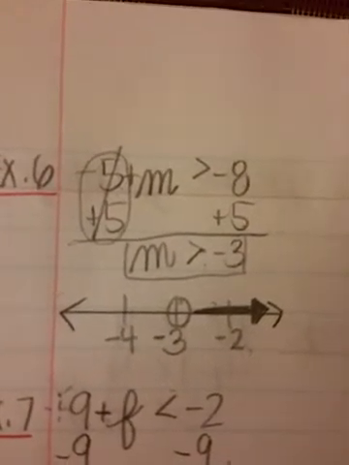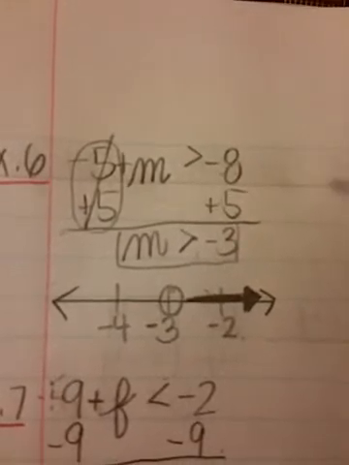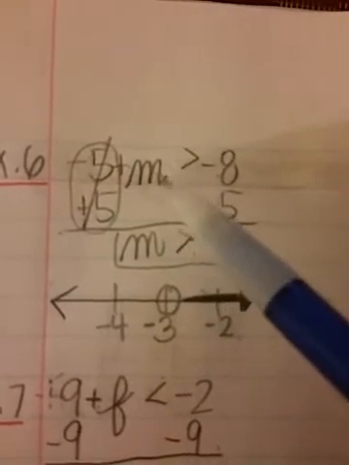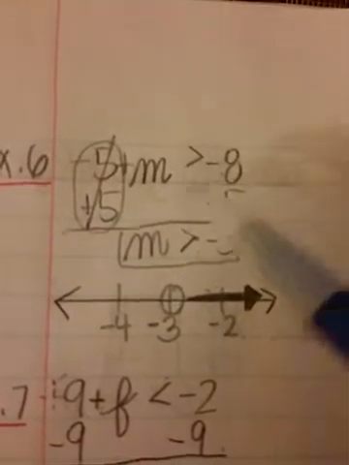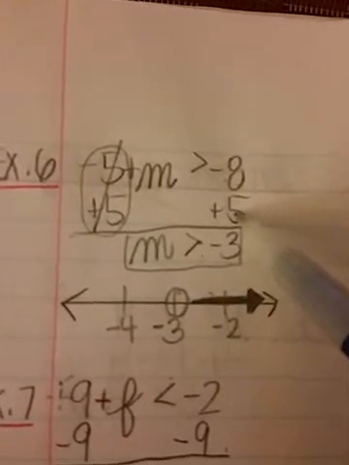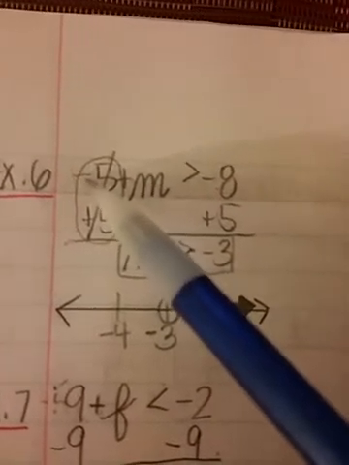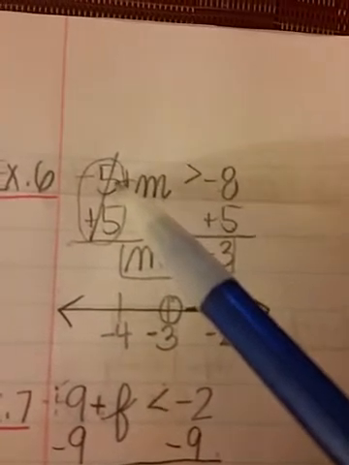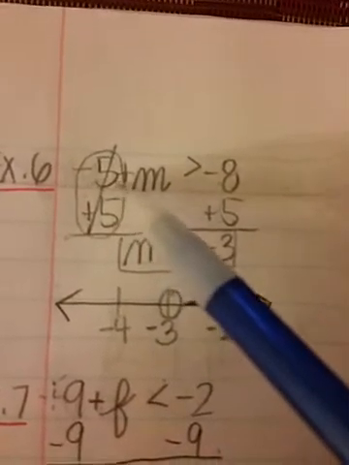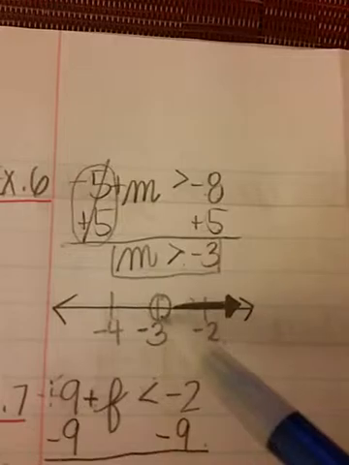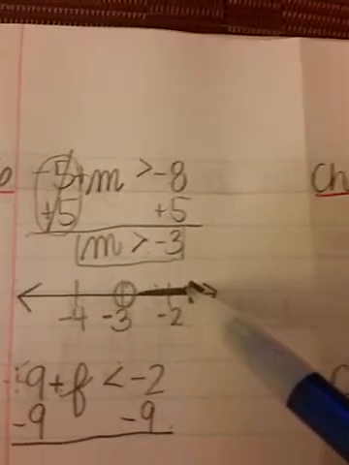Okay, this is solving inequalities containing integers, part 3. Our original was -5 plus m is greater than -8. I have to add 5 to both sides to get m is greater than -3. Even though I have -5 here, I have to add 5, even though it starts the inequality. I got m is greater than -3, open circle, arrow to the right.